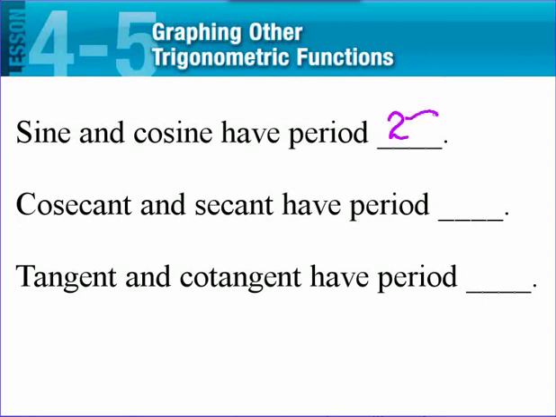Did you do this yesterday then? Nope. This is brand new today. Okay. For lesson 4.